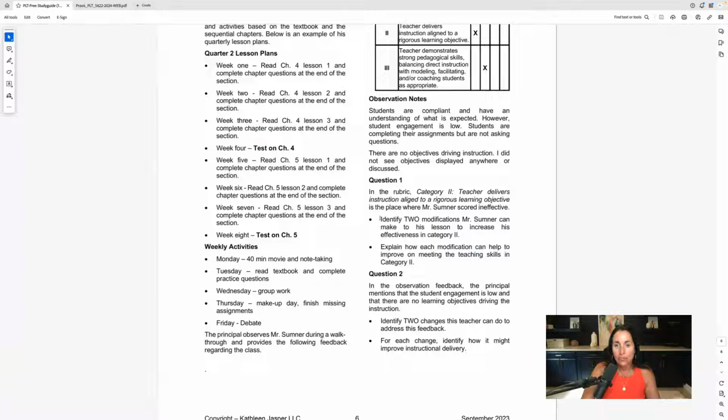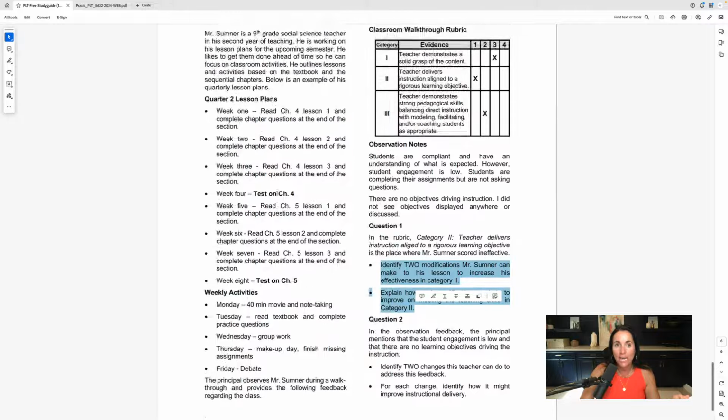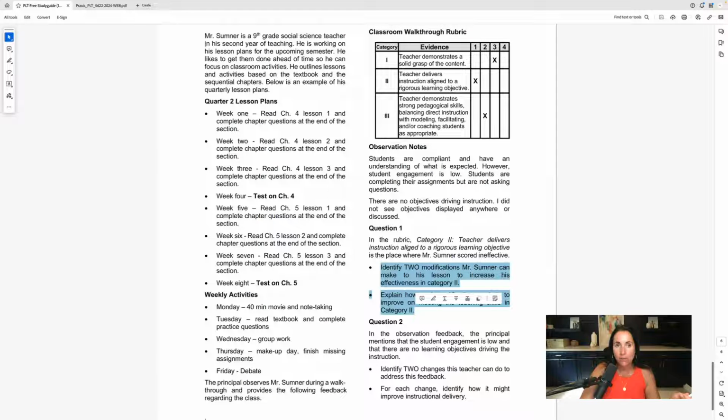Okay, so now I know what I'm being asked to do. I need to come up with 2 modifications. How can Mr. Sumner change in order to meet the category 2 rubric? All right, in the rubric, this is what category 2 says: the teacher delivers instruction aligned to a rigorous learning objective. Okay, that's what we want. So we need to modify his lesson plan in order for him to meet that.